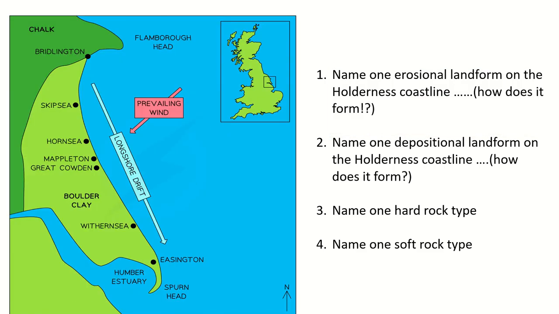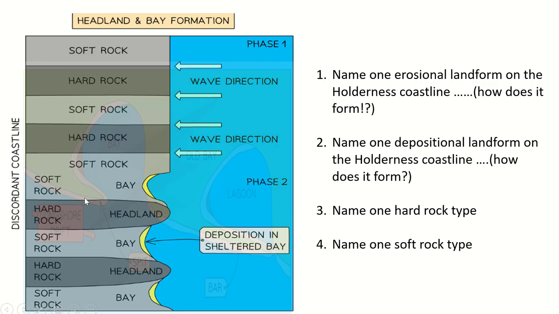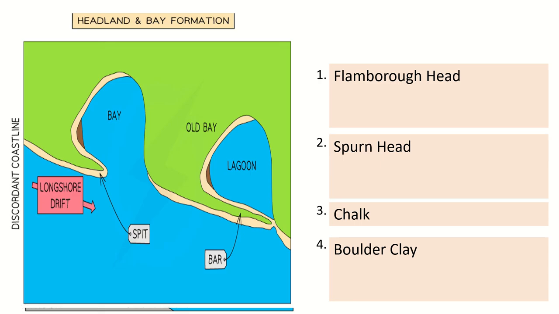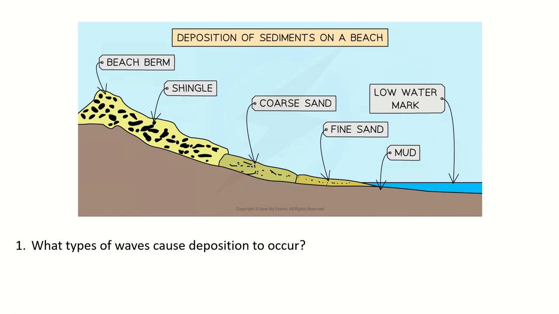Looking back at the diagram, we also have our hard rock, the chalk, and we also have our soft rock, the boulder clay. And that's great case study material to add in to your answers if you're trying to distinguish between hard and soft rock. Now, moving on to depositional landforms, we also have a beach which is formed.